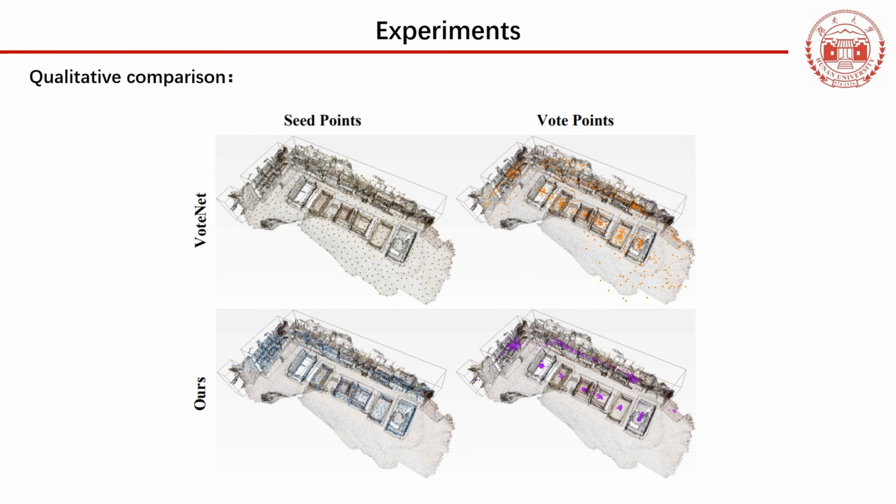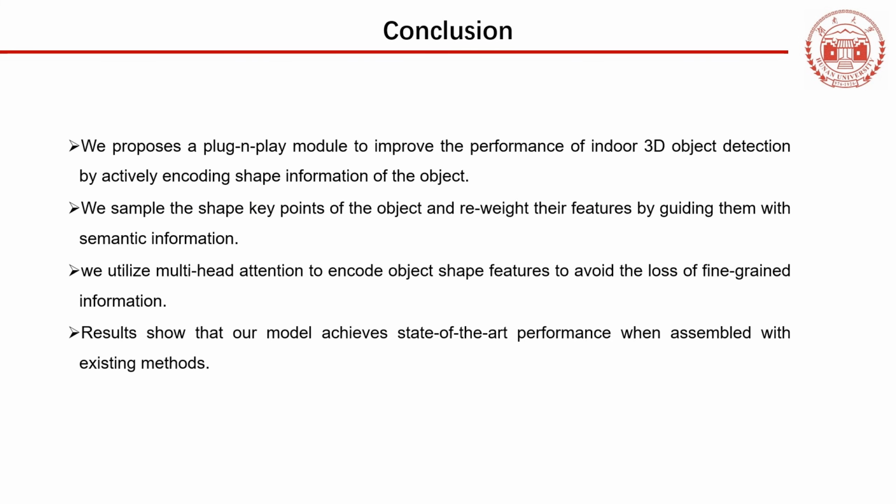Then comes our last section, the conclusion. We propose AShapeFormer, a plug-and-play module to improve the performance of indoor 3D object detection by actively encoding shape information of the object. We sample the shape key points of the object and weight their features by guiding them with semantic information. We utilize multi-head attention to encode object shape features to avoid the loss of fine-grained information. Results show that our model achieves state-of-the-art performance when assembled with existing methods.